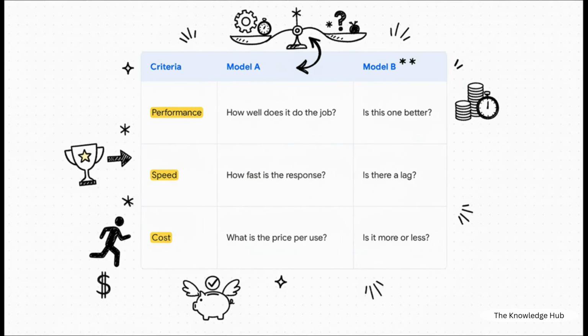This table here is basically your scorecard for the audition. As you're pitting Model A against Model B, you're really just judging them on 3 things. First, task performance. How well did it actually do the thing you asked it to? Second, speed. Did you get a response instantly, or was there a frustrating lag? And third, cost. Look, the most powerful model in the world isn't the right choice if it's way too slow or way too expensive for you. It's all about finding that perfect balance.